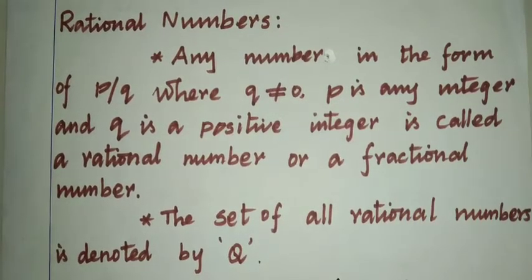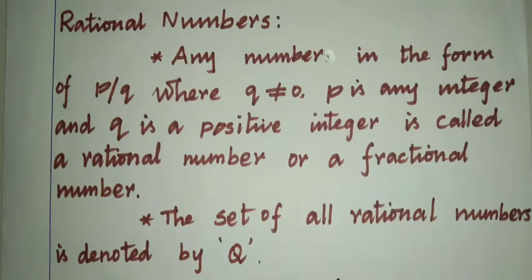Any integer is also a rational number. Suppose we take the integer minus 2, it can be written in the form of a rational number, that means minus 2 by 1. So any whole number, natural number or integer can be written in the form of p by q. So all these elements are known as rational numbers.